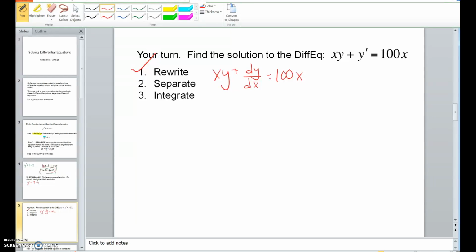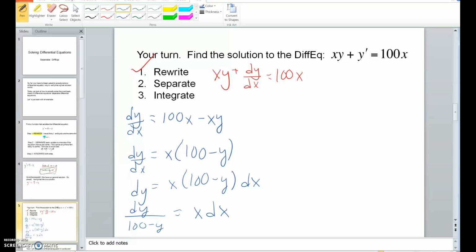Step 1, check. Okay, so now I want you to try to separate this so that you get all the x's on one side and all the y's on another. This one is an example of one where the separation step is a little bit more complex algebraically, but I have faith in you. Go ahead and try it, and then I'll explain how I did it.